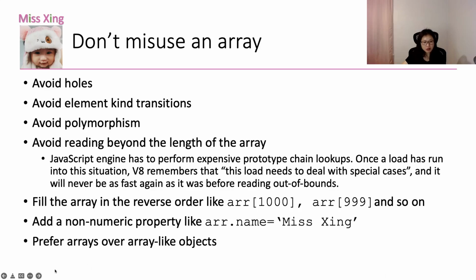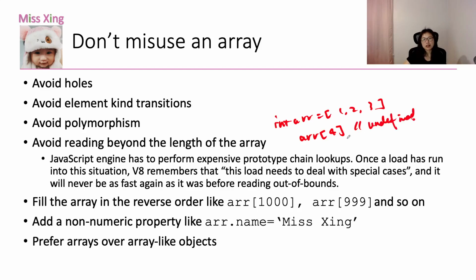And the next one is avoid reading beyond the length of the array. What is this talking about? Suppose I have an array which is 1, 2, 3, and now you access array[4], and you will get a value of undefined. There's nothing wrong. If I remember correctly, I'm 99% sure it should return undefined, because Java will give you an error, but JavaScript won't give you an error.